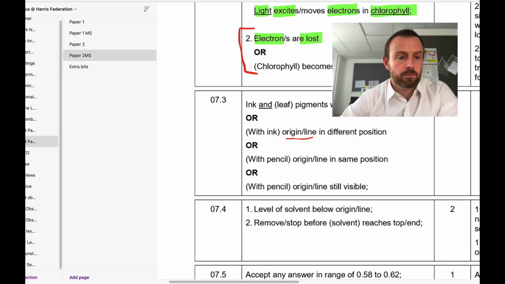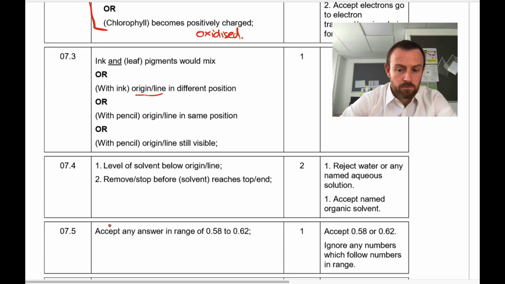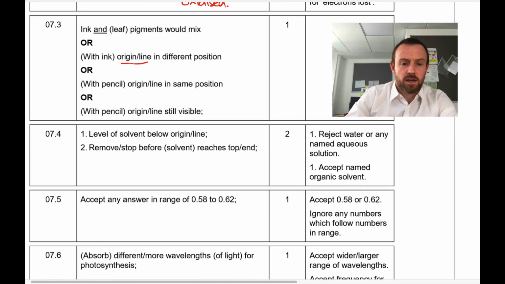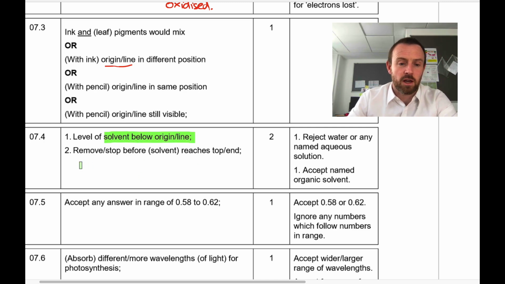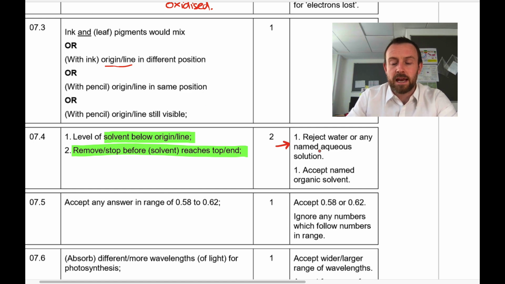Let's have a look. Yeah, those are the 2 marks needed. When you put it in the solvent, it's got to be below the start line, the origin line, and then you've got to remove it before the solvent reaches the top end. It does say, interestingly, reject water or any named aqueous solution. That is not the solvent. The solvent is normally something else, something kind of nasty, normally like propanone and some other solvents mixed together, so not water-based.